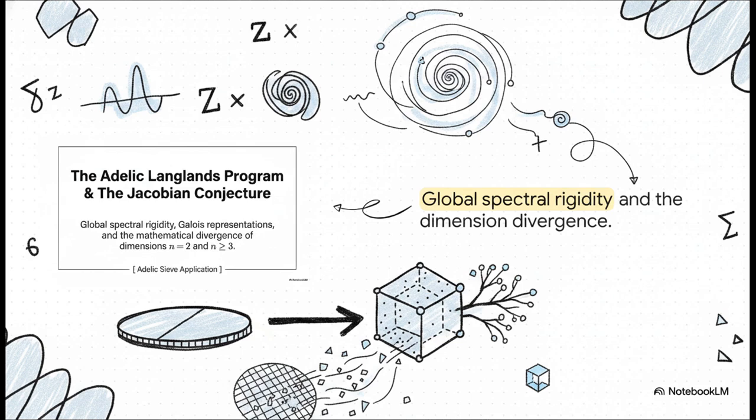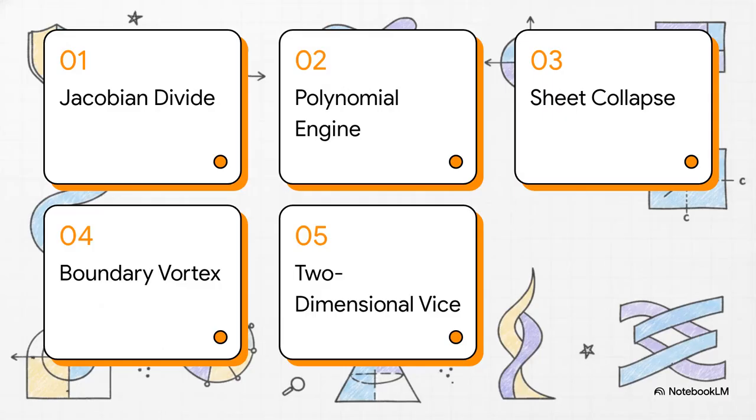We're going to explore exactly how this specific framework gives us a super powerful structural pathway to a proof by passing geometry through an Adelic sieve. Think of this as our masterclass syllabus for today. First, the Jacobian conjecture divide. Second, the fiber polynomial engine. Then we'll evaluate the sheet collapse, explore the unipotent boundary vortex, and finally wrap up with the 2-dimensional vice.